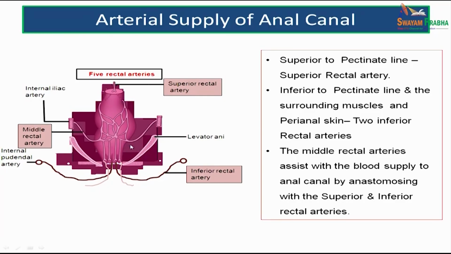So, superior to pectinate line, the arterial supply is going to come from the superior rectal artery. Inferior to pectinate line and also to the surrounding muscles and perianal skin, there are going to be two inferior rectal arteries. You can see from this picture that the inferior rectal artery is coming from internal pudendal arteries. Other than this, there is also a middle rectal artery which assists with the blood supply to anal canal by anastomosing with the superior rectal artery and inferior rectal arteries. The middle rectal arteries are going to come from the internal iliac arteries. So, there are three arteries supplying the anal canal. One is the superior rectal artery, middle rectal artery and inferior rectal artery.